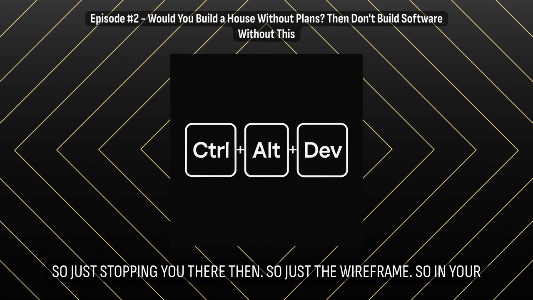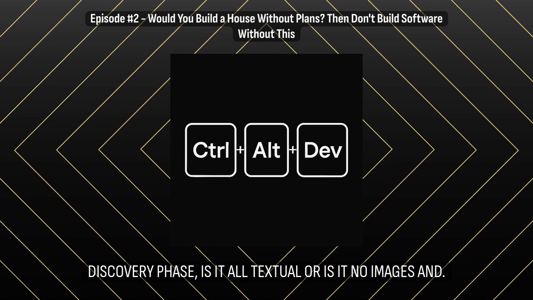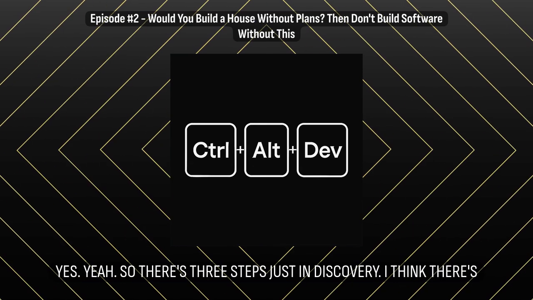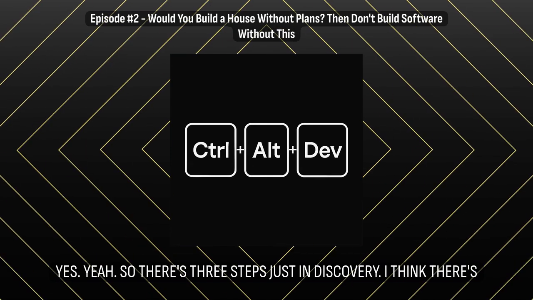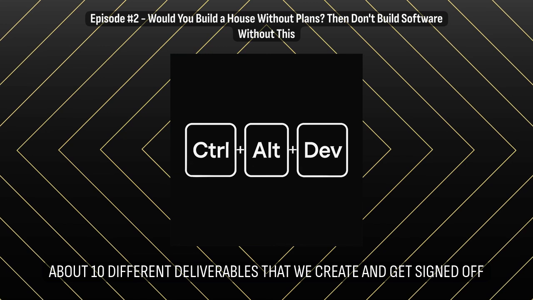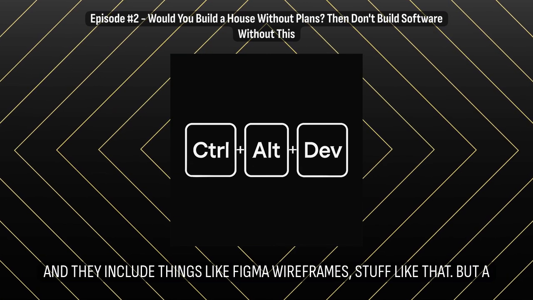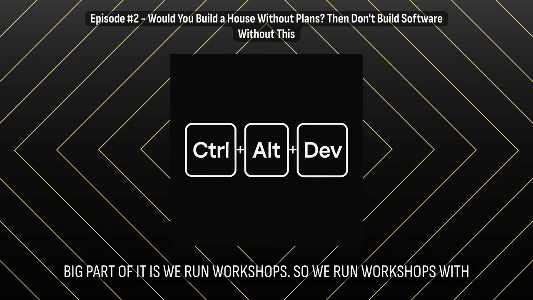So just stopping you there, in your discovery phase, is it all textual, or is it images too? So wireframes? There are 3 steps just in discovery. I think there are about 10 different deliverables that we create and get signed off, and they include things like Figma wireframes. But a big part of it is we run workshops.